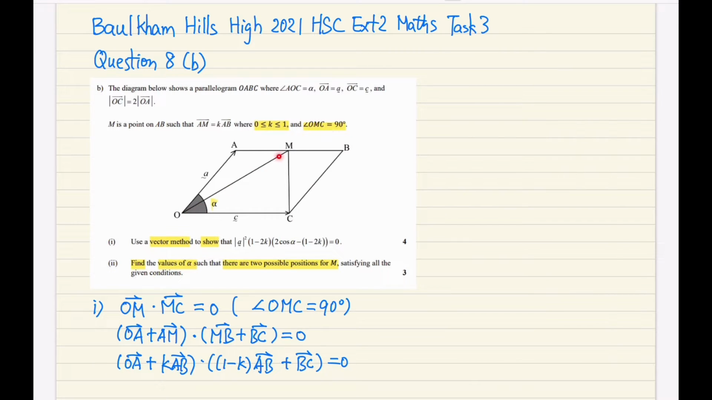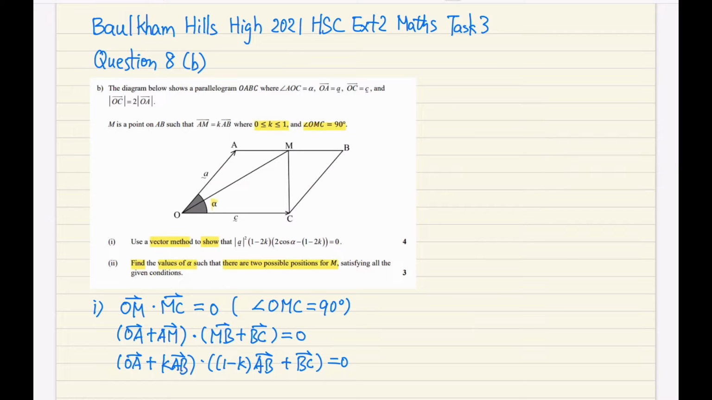Vector OM is equal to OA plus AM. Two different paths, but they start at the same point O and finish at the same endpoint M, so they are equal vectors. For vector MC, it's equal to MB plus BC. Both start from point M and the endpoint is C.